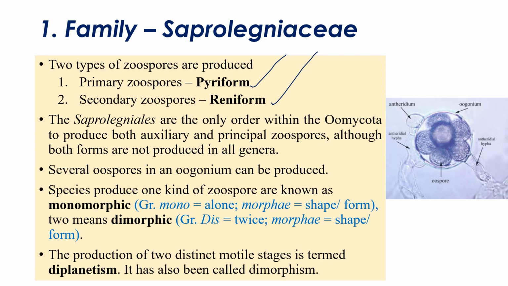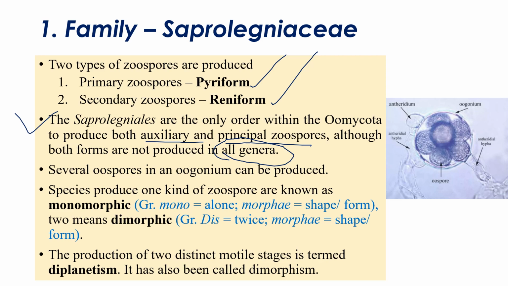In Saprolegniales, there is only one order which comes under this Oomycota which consists of both auxiliary and primary zoospores. This is the only order which produces these different kinds of zoospores, that is auxiliary zoospores and principal zoospores, although both forms are not produced in all the genera. That's why the Saprolegniales are very important.